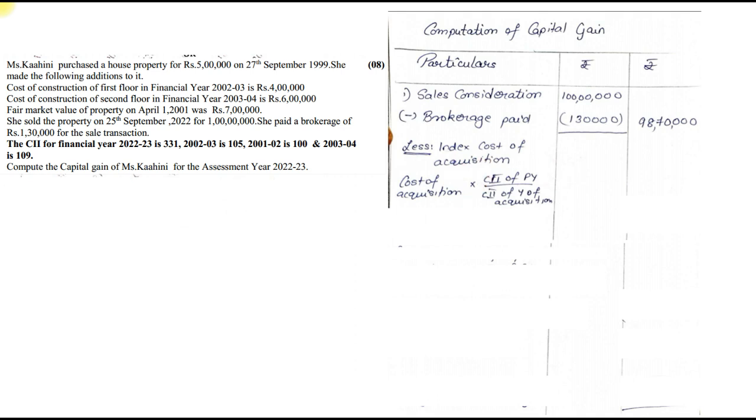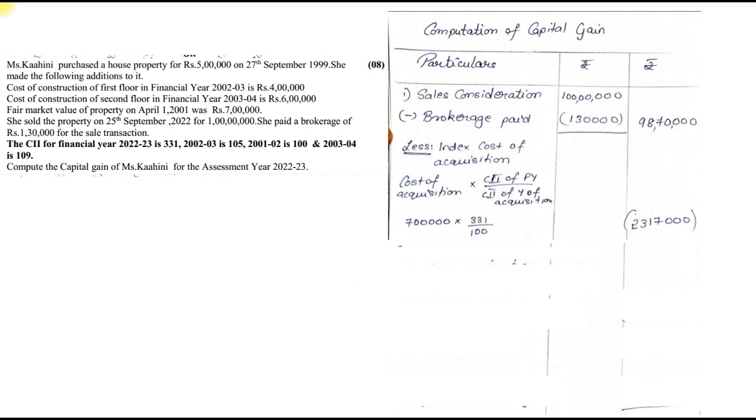Our previous year is 2022-23. Here the assessment year is given, and they're giving you the CII for the latest year, that is 331. That will become my previous year CII, upon the CII of the year of acquisition, meaning the year in which you acquired. We take the fair market value as of 2001, and the 2001 rate is 100. So 7 lakh into 331 upon 100 gives our index cost of acquisition, which comes to 23 lakh 17,000.